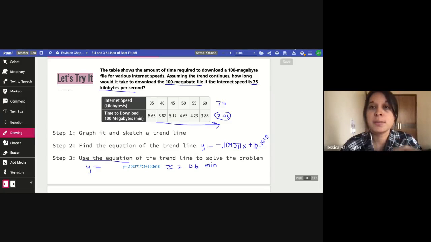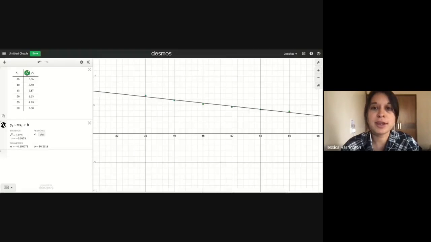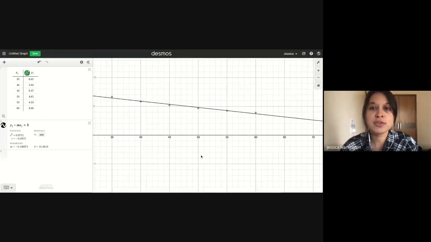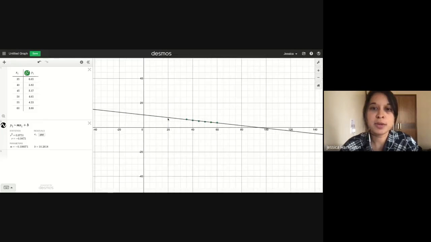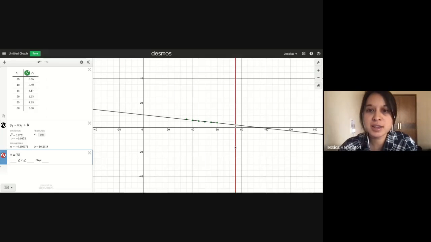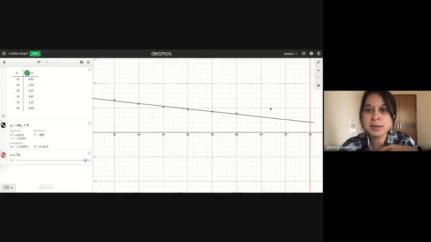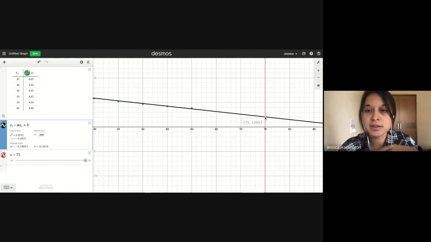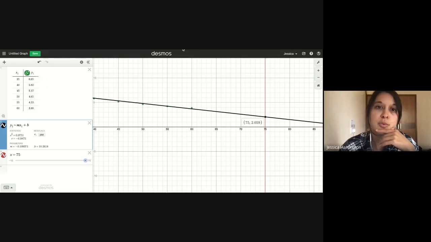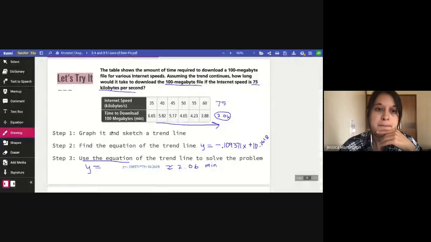The other way that you can solve for that, so this one told me to use the equation, so that's what I did. But if I wanted to solve for that quickly, the other thing you can do is use your graph, right? The way that I find this helpful is I'm going to say, what if x equals 75? X equals 75, where does it cross my trend line? It crosses it right here, and it's 2.059, and you can see that's really close to the 2.06 we got. So you can use a graph or you can use the equation. It depends on the tools you have.